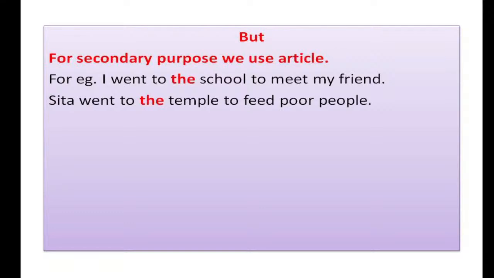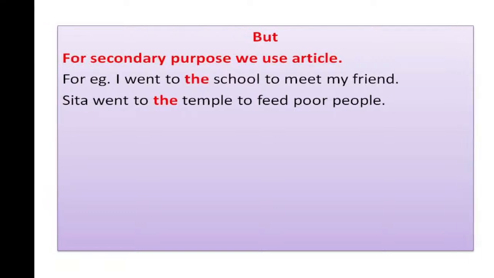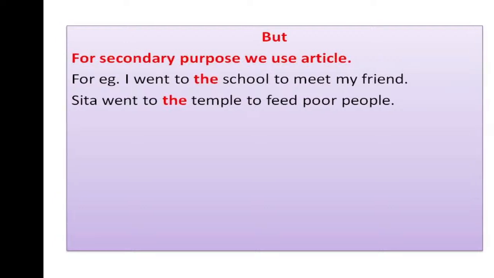For a secondary purpose means: I went to the school to meet my friend, not to learn but to meet my friend. I went to the school, so its secondary purpose is there, so we are using the article the. Likewise, Sita went to the temple to feed poor people, not to worship but for some other work, so here we are going to use an article. Now some classroom activity is there. Next slide.